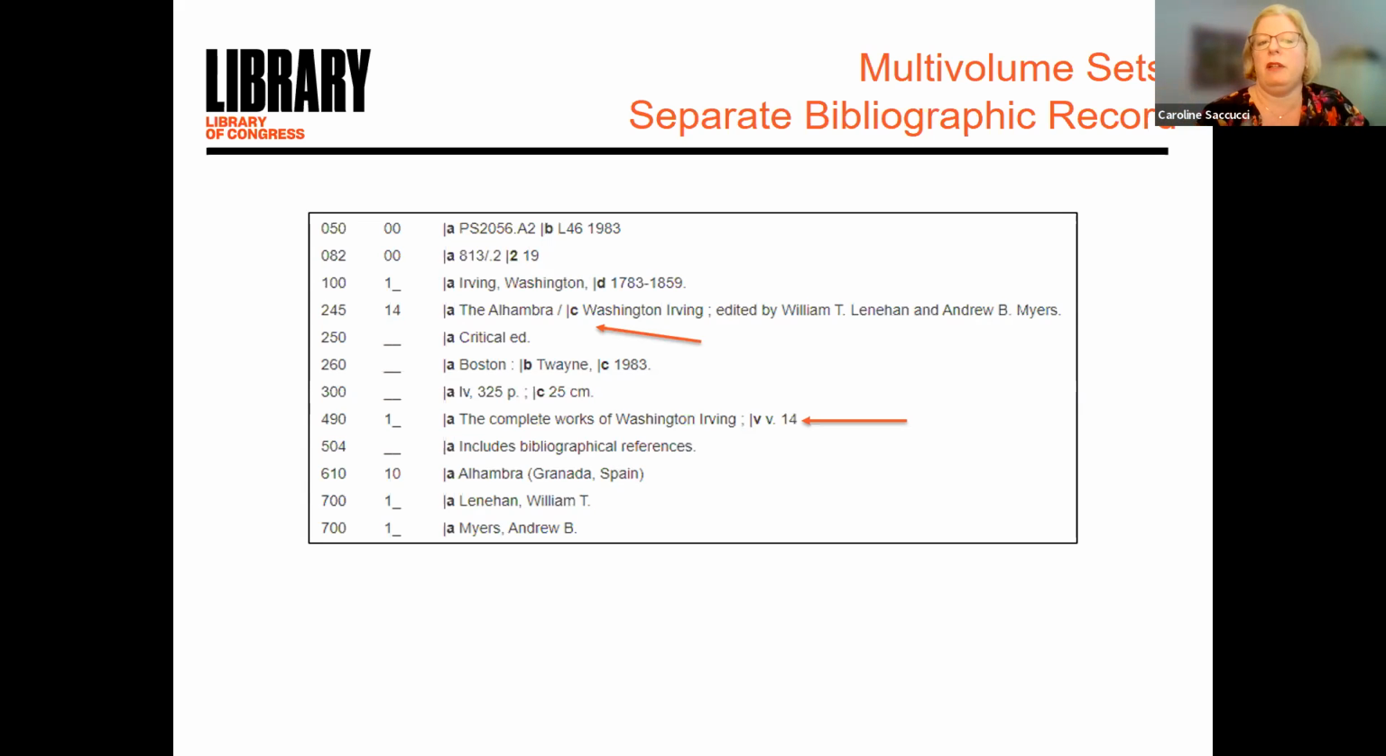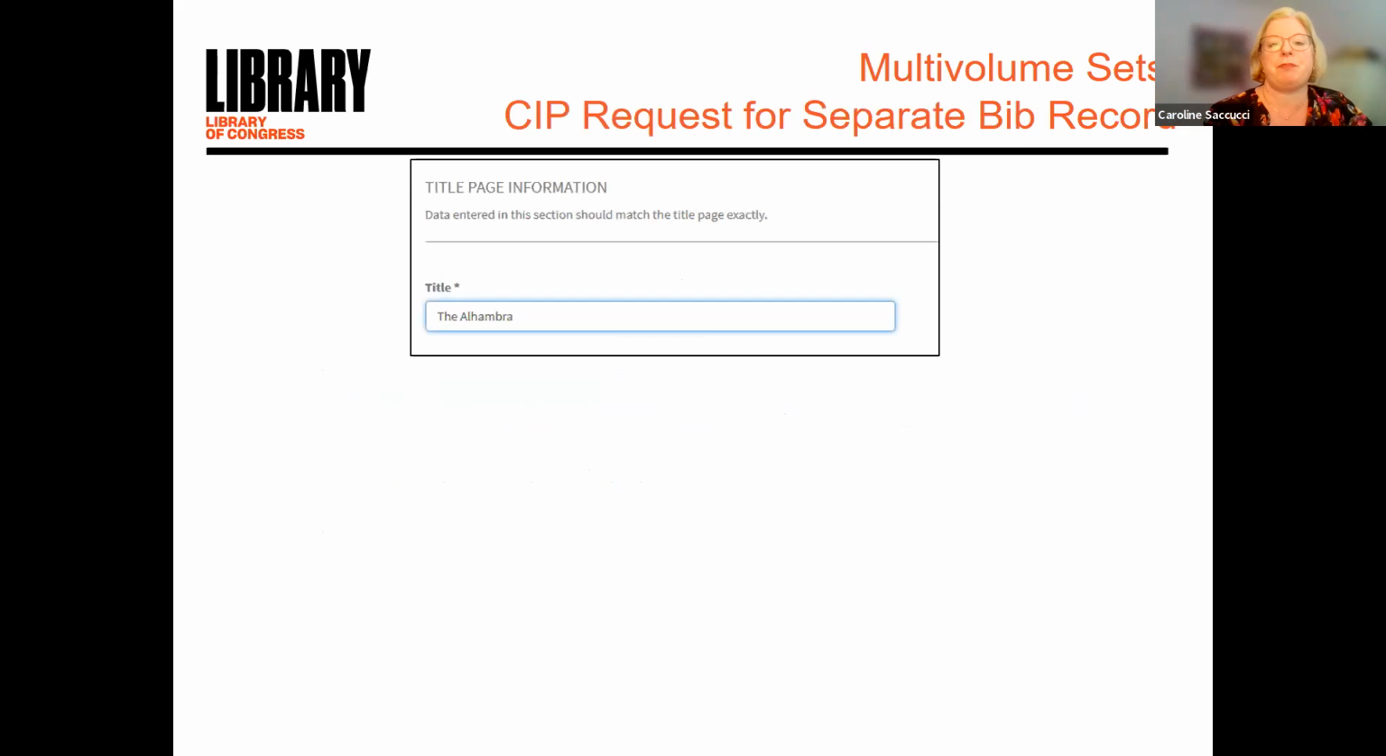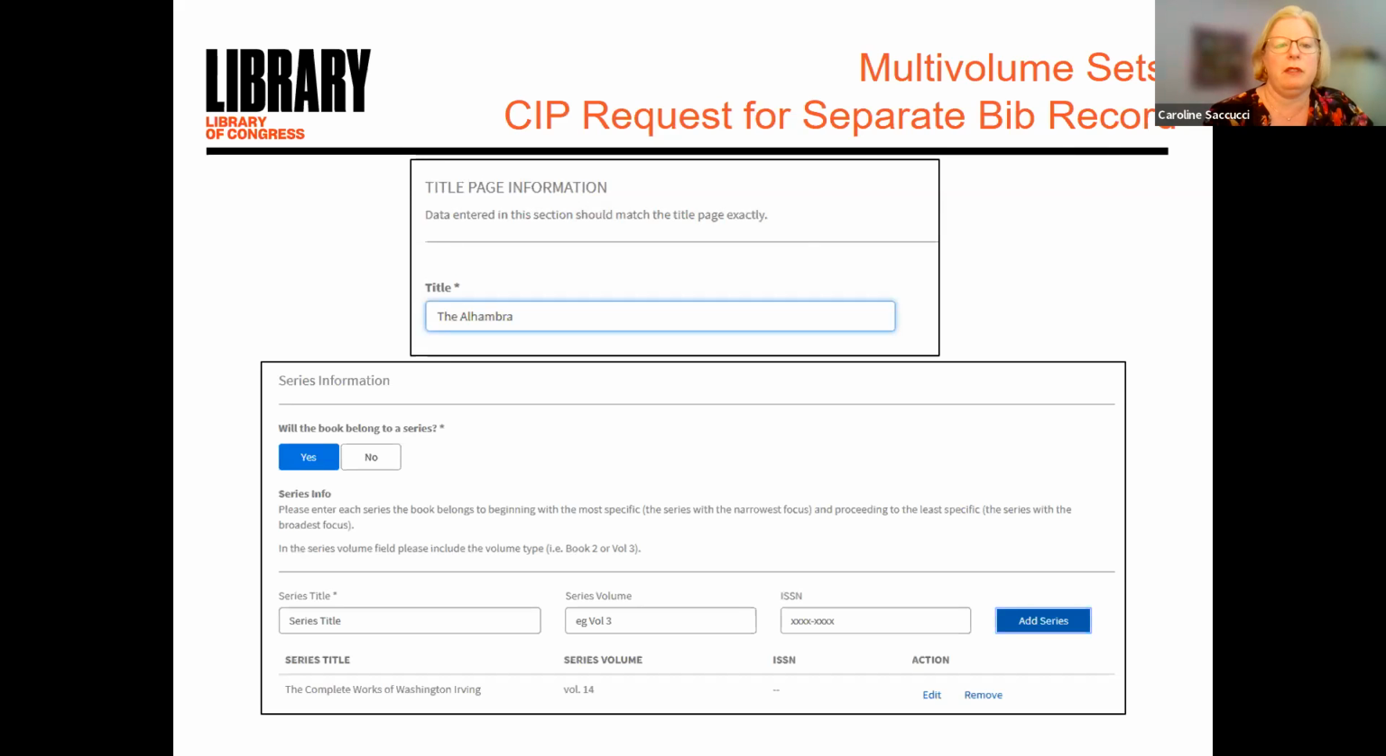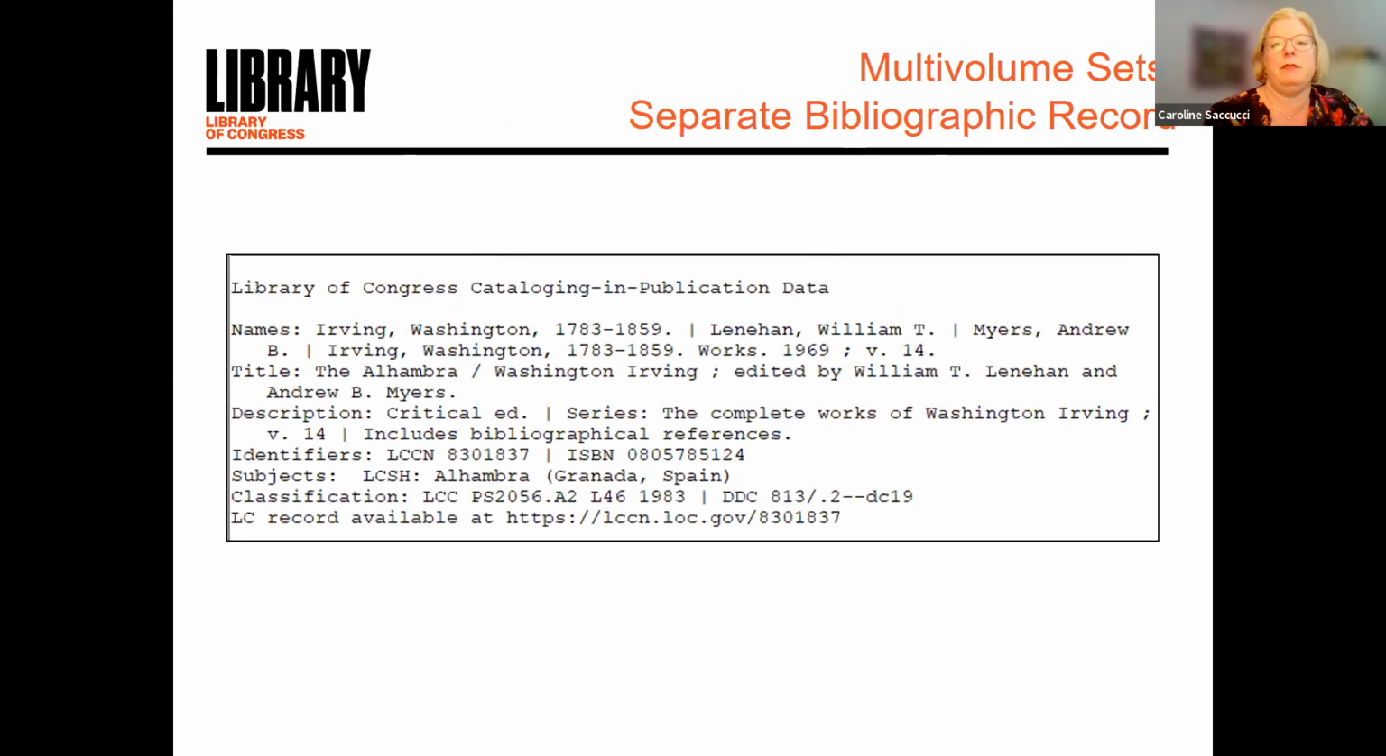But the Alhambra is distinct. It is its own individual work and it stands alone. Therefore, it can have its own title and be cataloged separately, as long as the series is included in that information. So in this case, the title in the SIP request would be the Alhambra, but then you would add a series title for the complete works of Washington Irving, and it's volume 14. And when you receive the data from us, the title would be the Alhambra, and there would be the series.